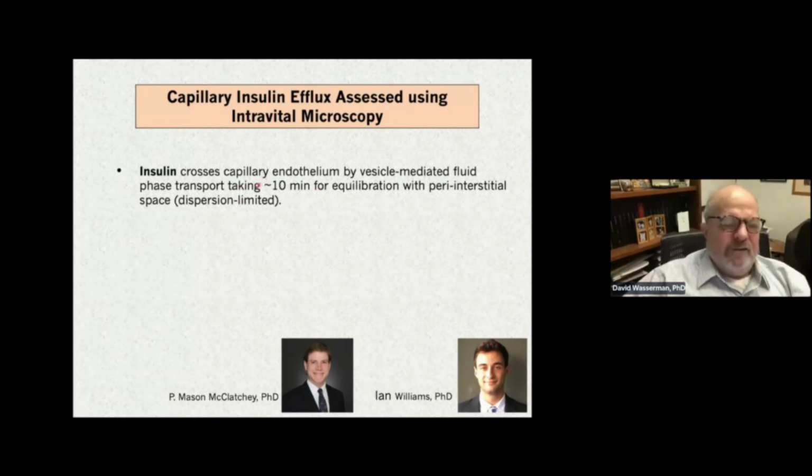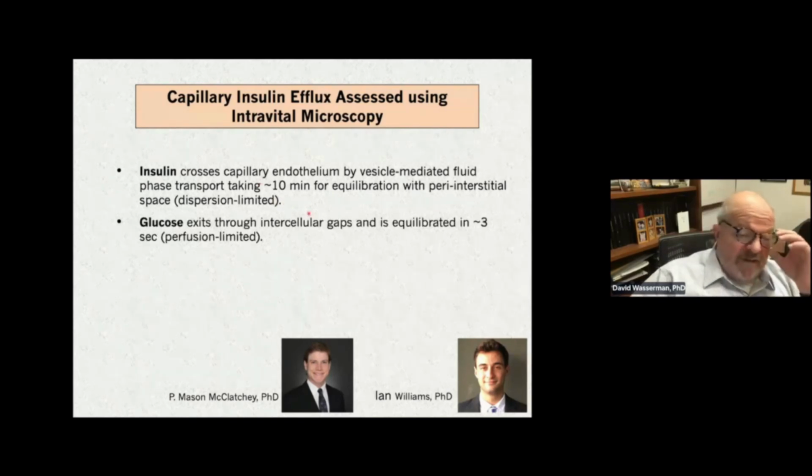These were done in mice using intravital microscopy, isoflurane anesthetic. And it took about 10 minutes to equilibrate with the peri-interstitial space. That is the space immediately outside the vessel, not the full interstitial space, but just getting across. It took much longer to equilibrate with the entire interstitial space. And so what this means is that insulin is dispersion limited, how easily it gets out from the capillary lumen.